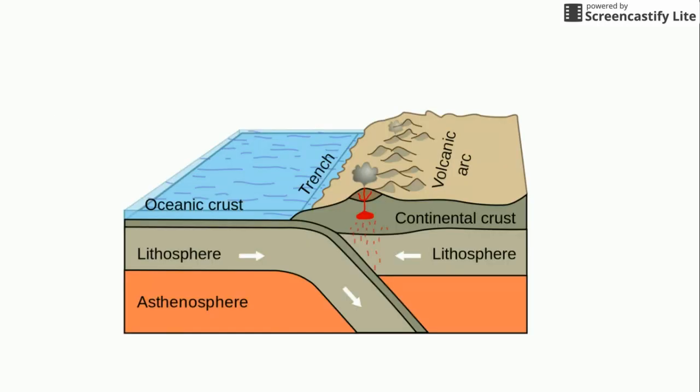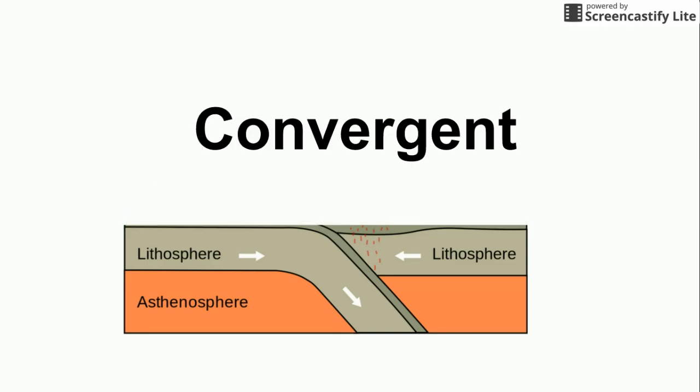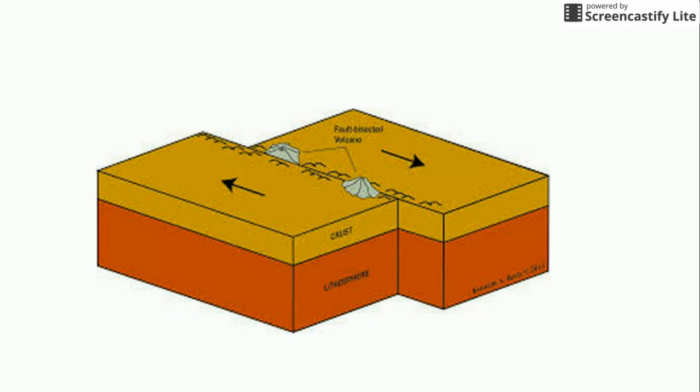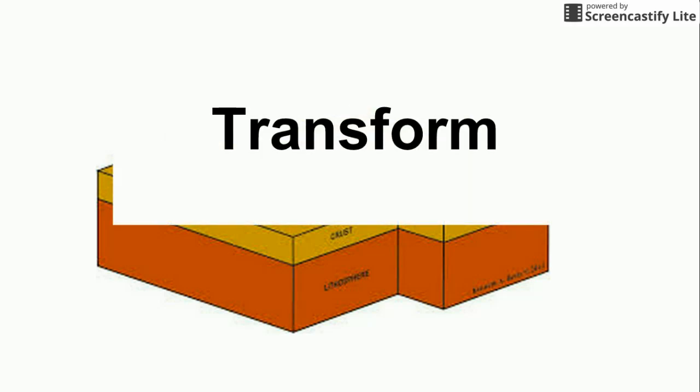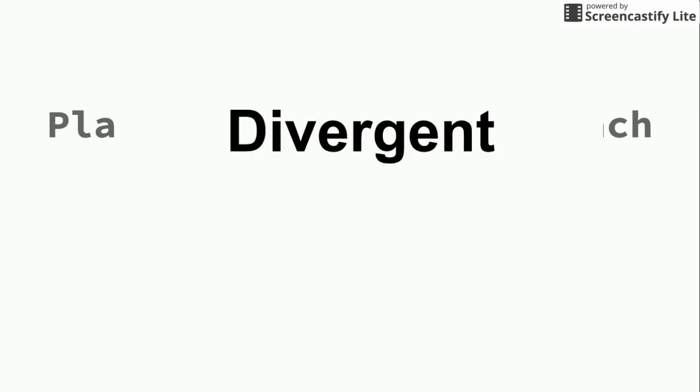This is a picture that is a demonstration of a convergent boundary. Volcanoes most often form at convergent boundaries. This picture is a picture of a transform boundary. Plates that move away from each other, divergent boundary. New crust is formed. Divergent boundary.